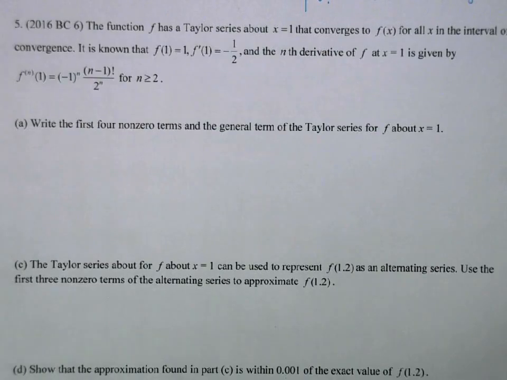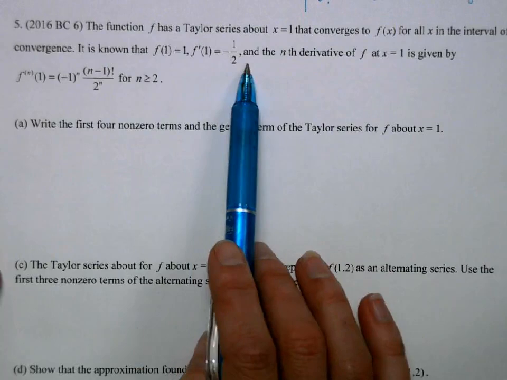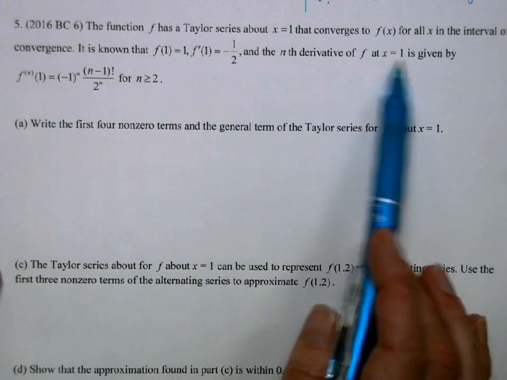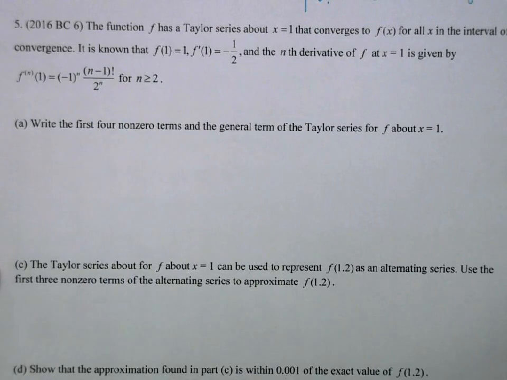Okay, so let's take a look at an AP problem from the 2016 test. So the function f has a Taylor series about x equals 1 that converges to f of x in the interval of convergence. It is known that f of 1 is 1, f prime of 1 is negative 1/2, and the nth derivative after that is given by this equation. So we're going to write the first 4 non-zero terms and the general term for the Taylor series about x equals 1.